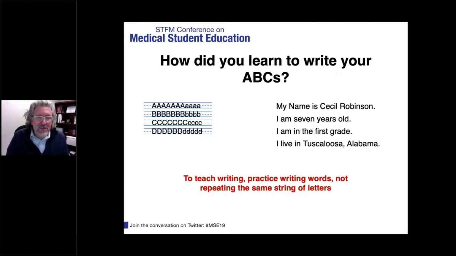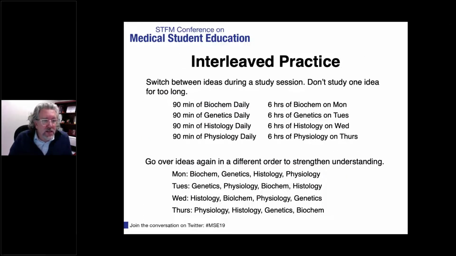It turns out that writing in this interleaved fashion, in which we are interleaving different letters as we try to produce different motor skills, is more effective than blocking everything using the same motor skill of just writing A. So to teach writing, practice writing words, not repeating the same string of letters. The same thing is true of studying. Right? Switch between ideas during a study session.